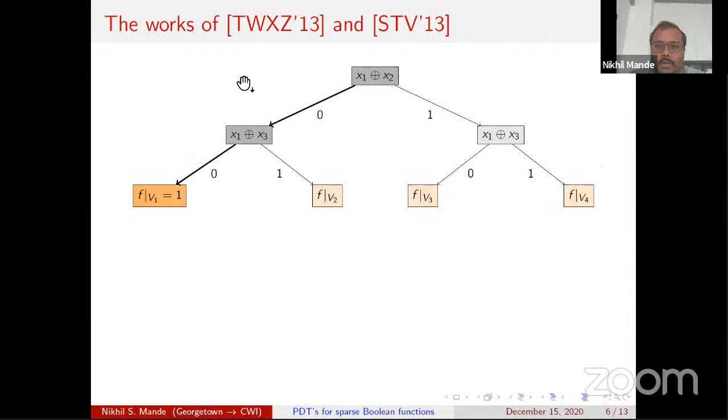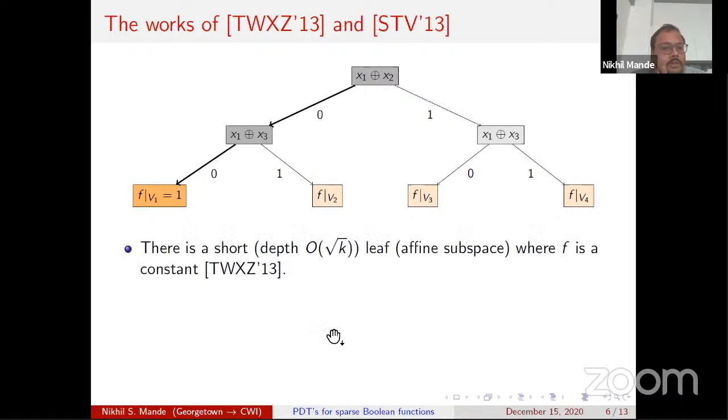So let me tell you about the result of Sanyal et al. And there was also a result by Tsang, Tal, and Volk that appeared concurrently around the same time, which had quantitatively weaker results, but essentially the same ideas. So Sanyal et al. first show by a careful argument that there is a leaf of depth order square root k. What does this mean?